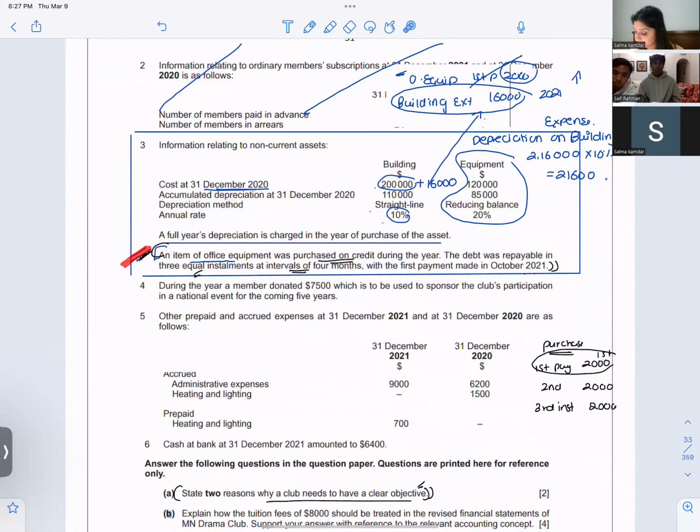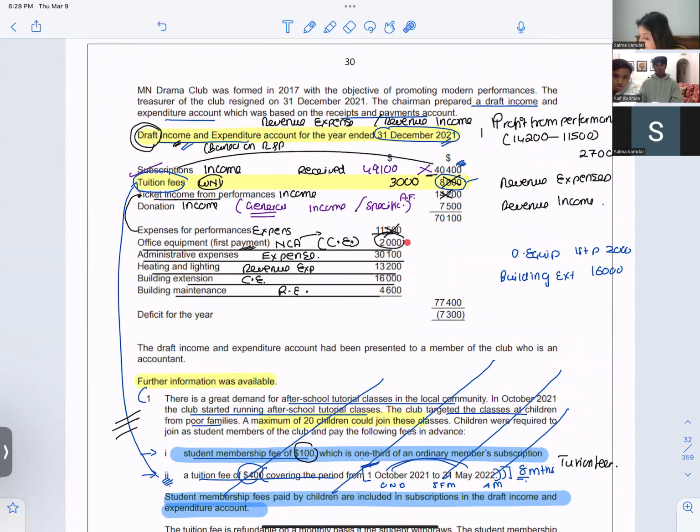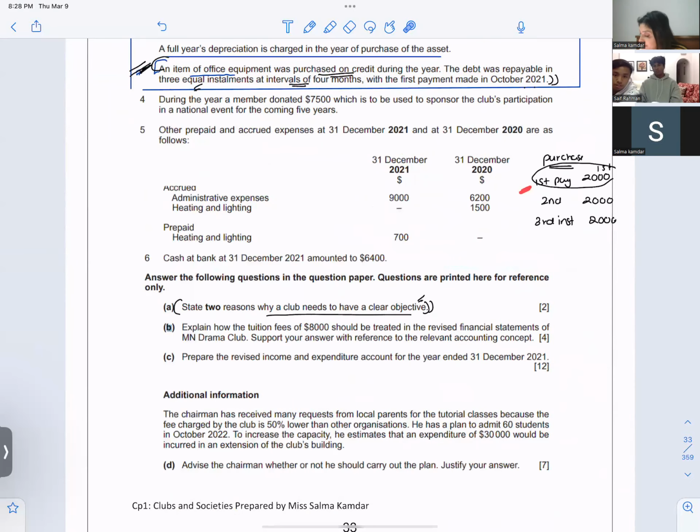Then they are telling you over here, an item of office equipment was purchased on credit during the year. That means during the year, you have purchased one office equipment on credit. Whatever was your debt, you had to pay it in three equal installments at an interval of 4 months, with the first payment made in 2021. So when I see my receipts and payments account for 2021, I see that my first payment was 2,000.